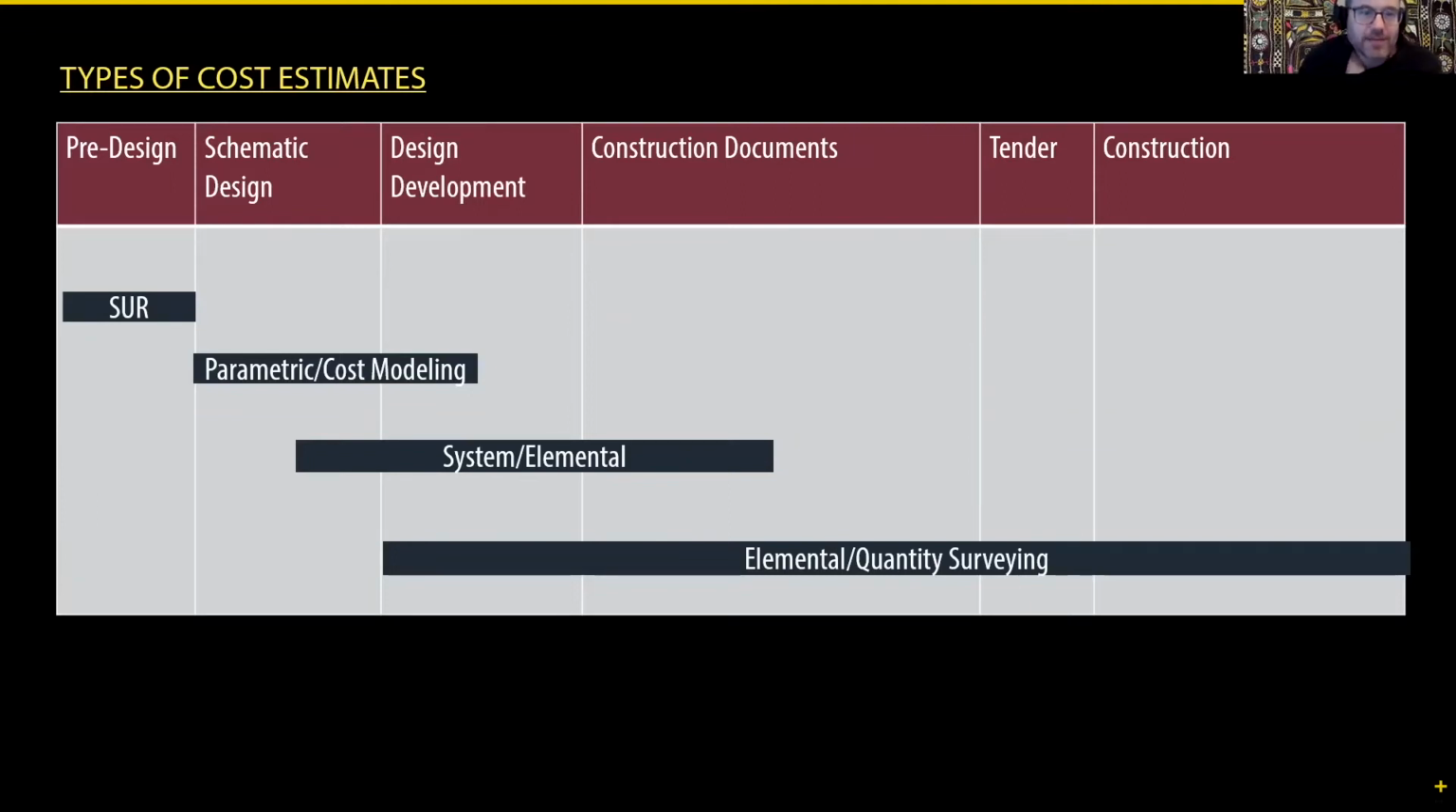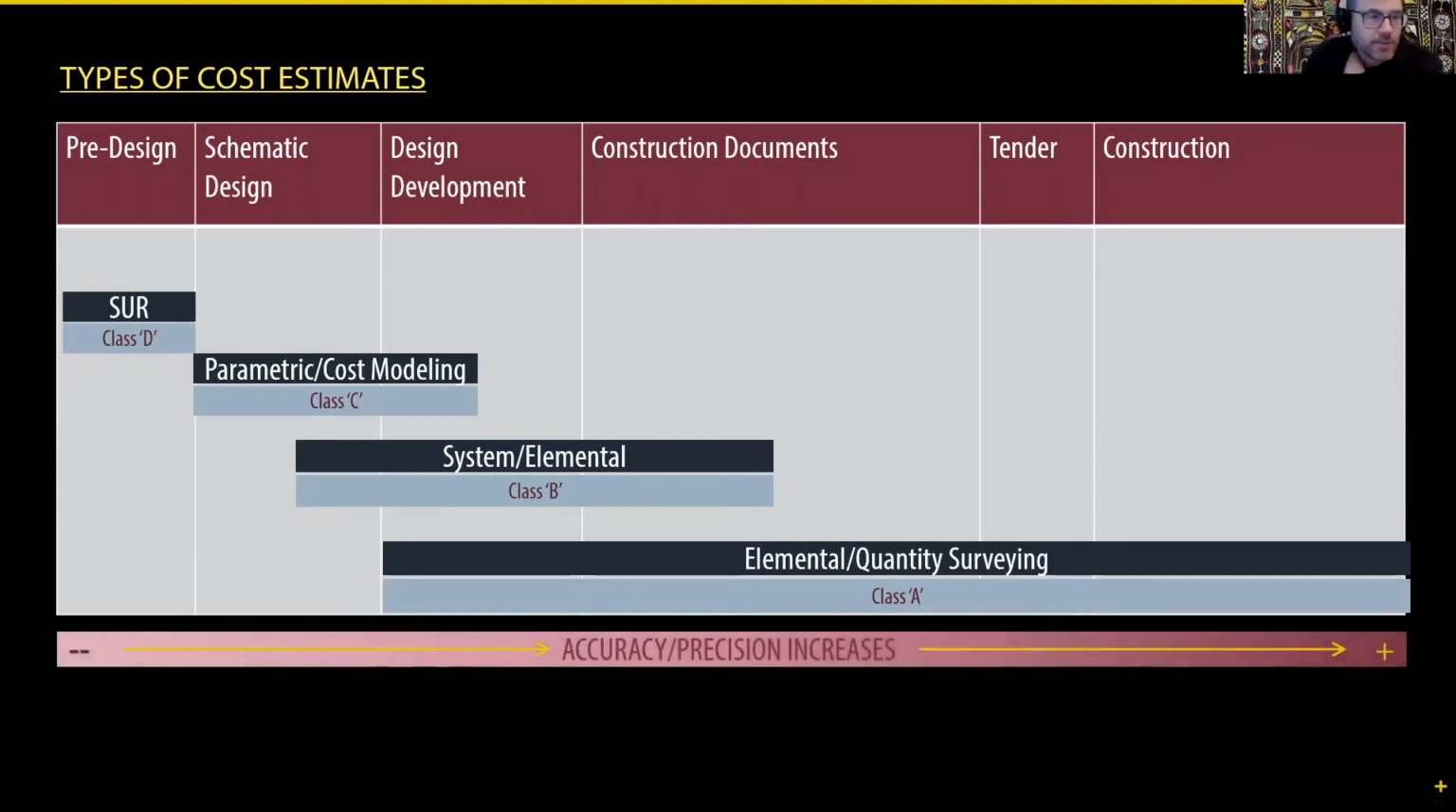And this is all just estimating, okay? So these have classes: Class D, Class C, Class B, and Class A. Class D being the most general, and Class A being the most specific. And as we go forward, accuracy and precision increases. Obviously, as we design more and know more about the project, we have more detail, and our cost estimating can be more precise, just like a wedding party or a dinner party. The more we know what the menu is going to be, or how many people there are going to be, the closer we get to the precision of the cost, whether we're going to serve beef or fish or just chili, like I served at my wedding.